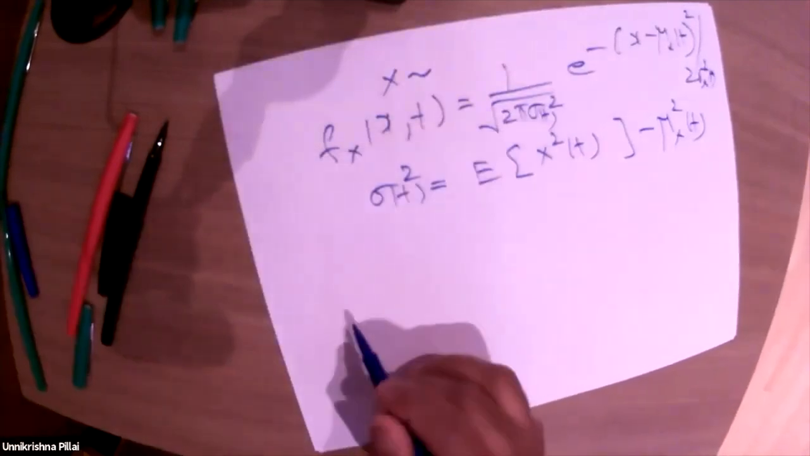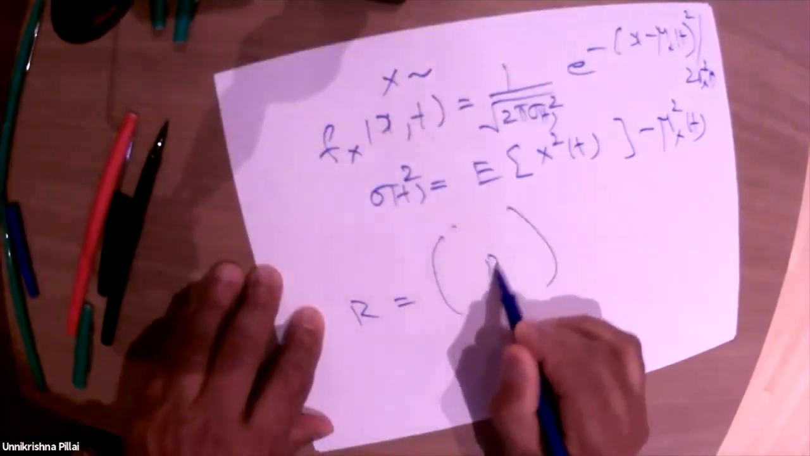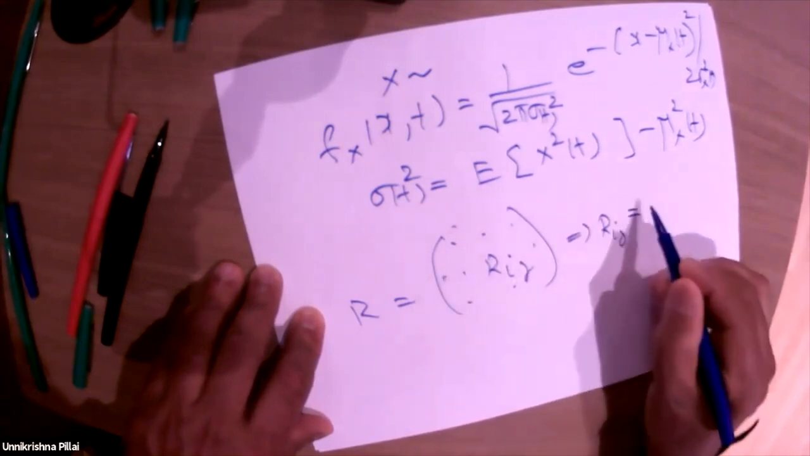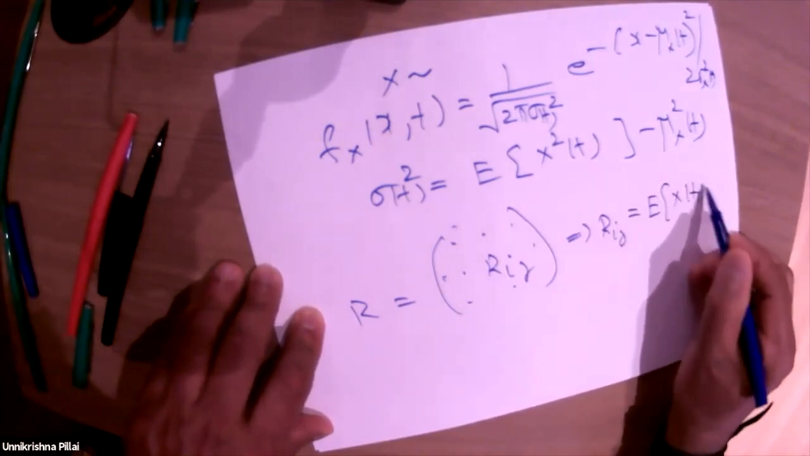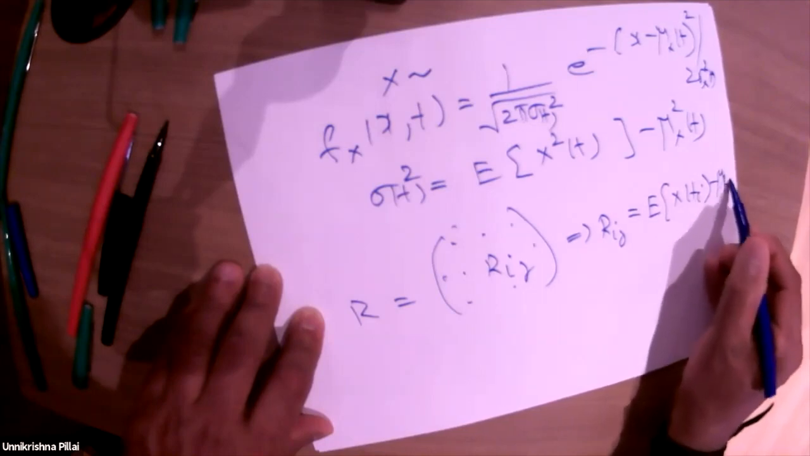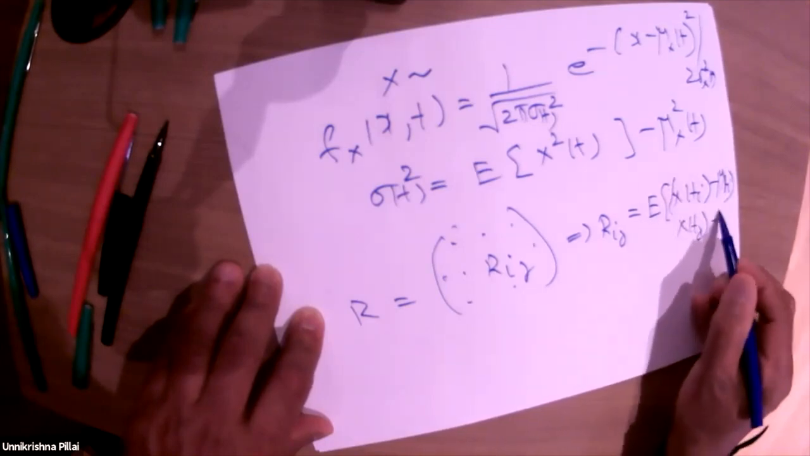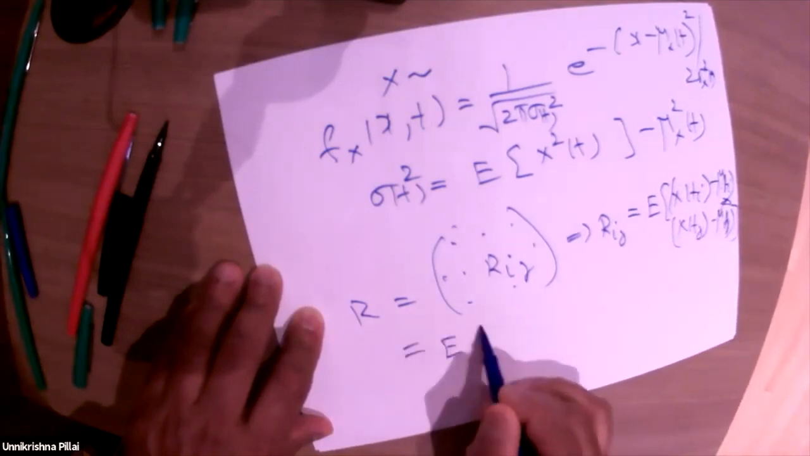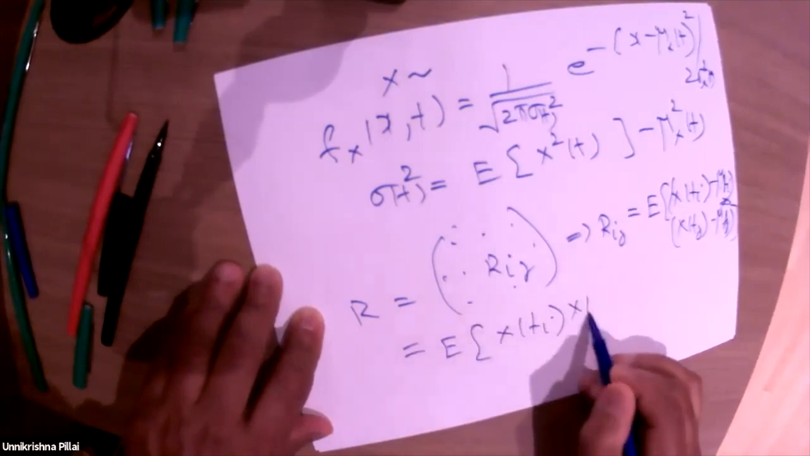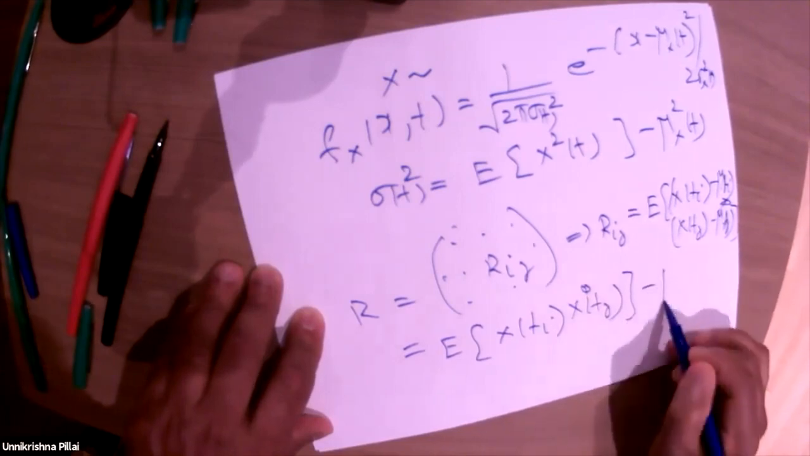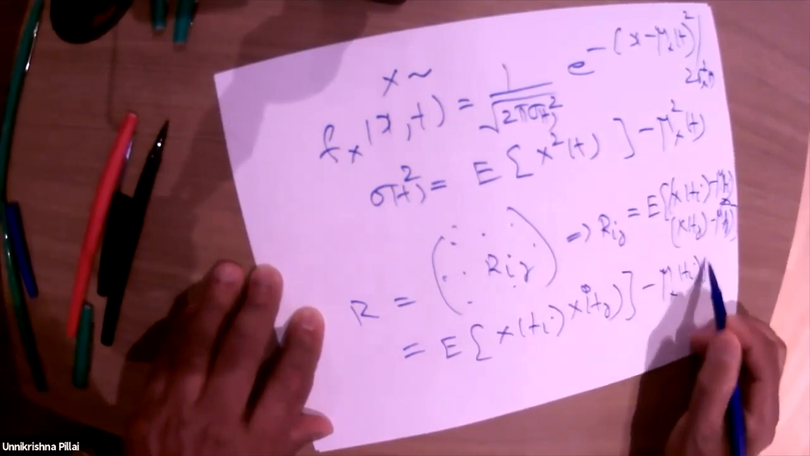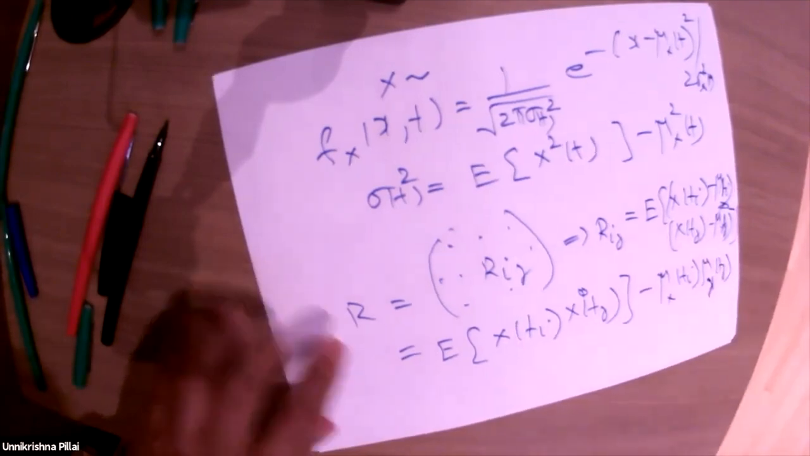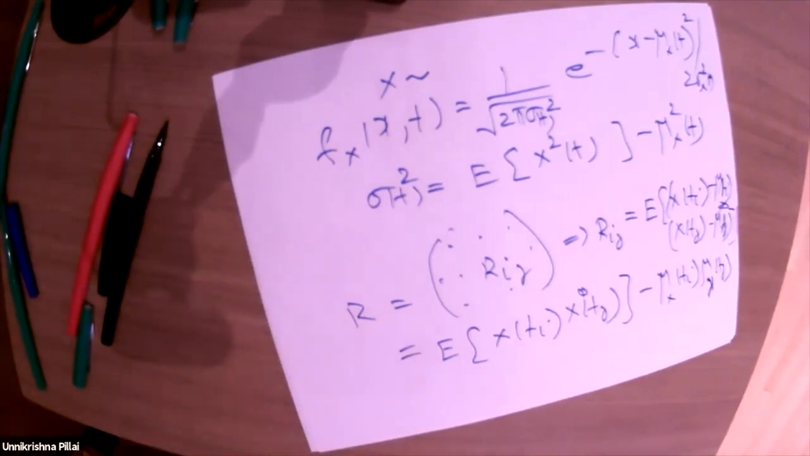What is R here? If I define R to be a matrix with Rij as expected value of x ti minus mu ti, multiplied by x tj minus mu tj, star. In other words, this is expected value of x ti x tj star minus mu x ti mu x tj. Remember, that's the covariance matrix.